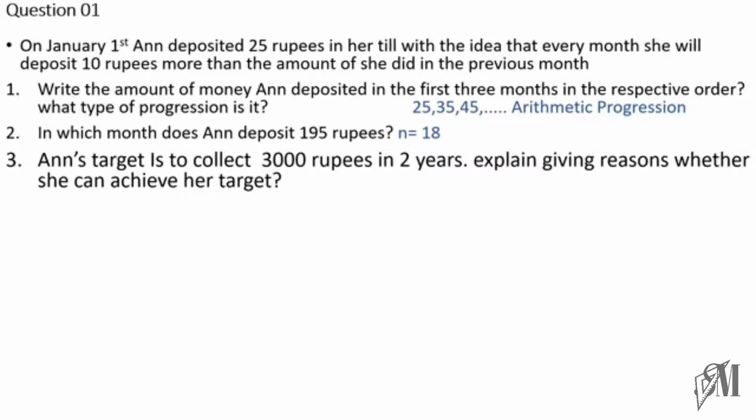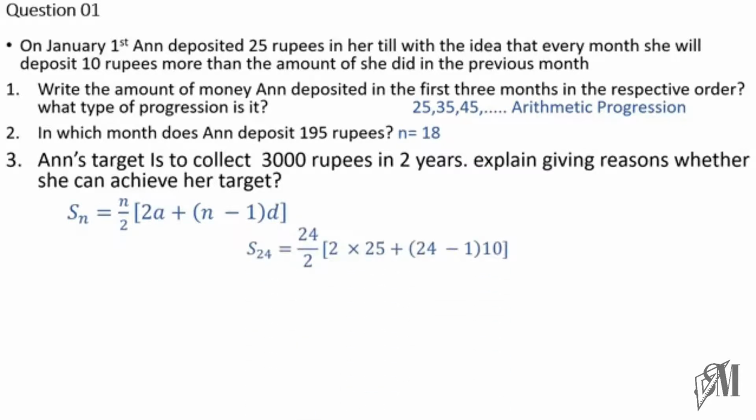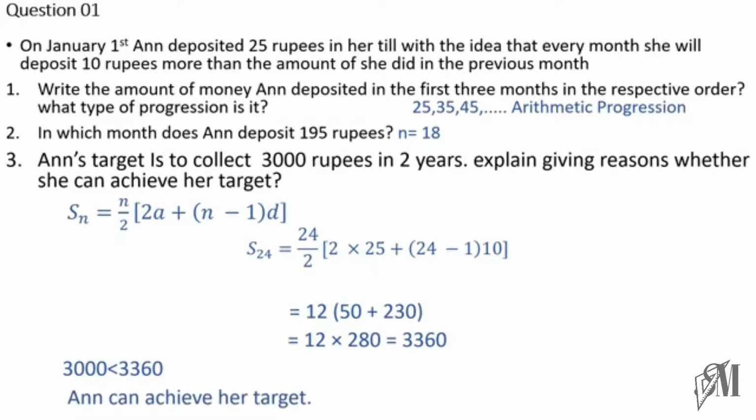Here in this case, we have to use the equation for the sum of the terms like this. At the end of 2 years means 24 months. So I substitute 24 instead of n, and the remaining values are substituted for A and D. Once you simplify, at the end of 2 years she has deposited 3,360 rupees, and that is more than 3,000 rupees, so her target is achieved.